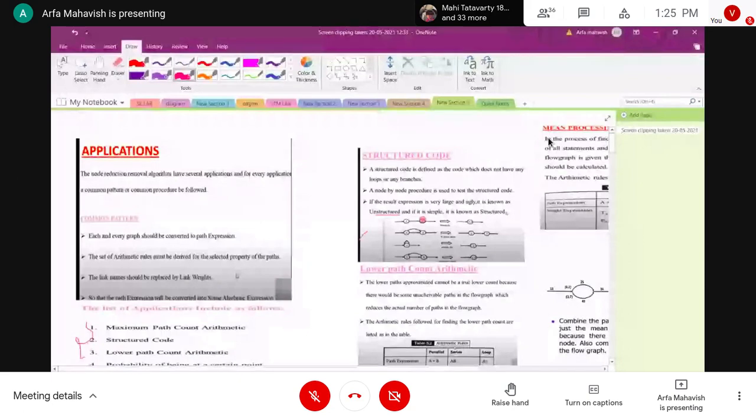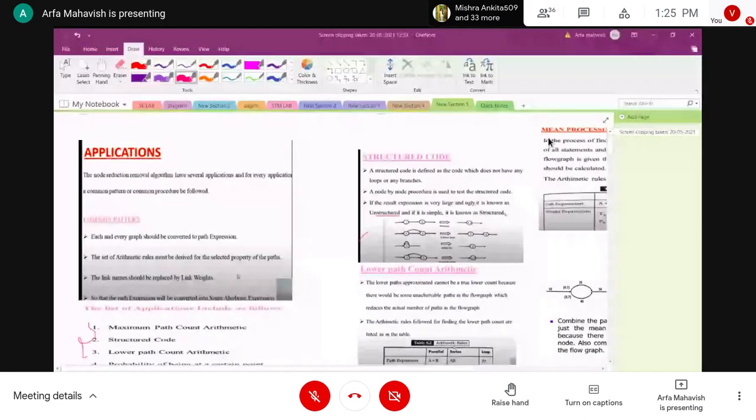Okay, next we have the loop path count arithmetic. So in this path arithmetic, look at this, guys.